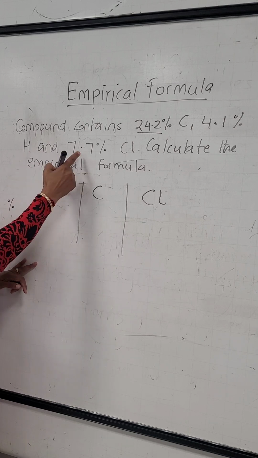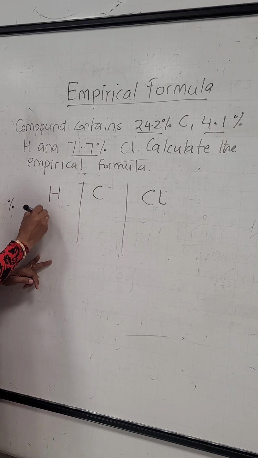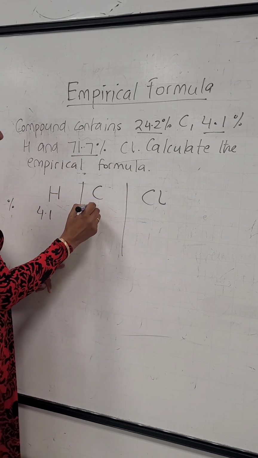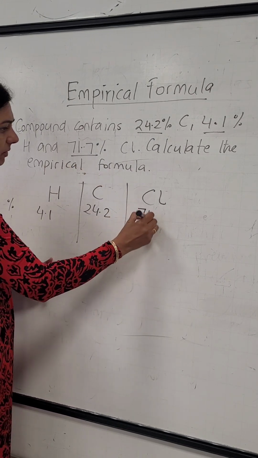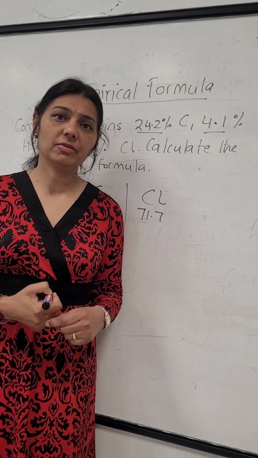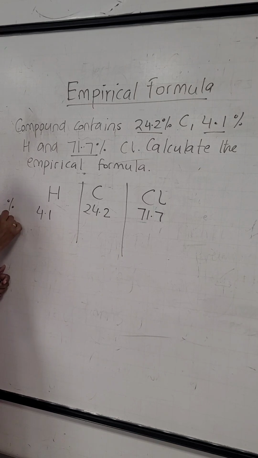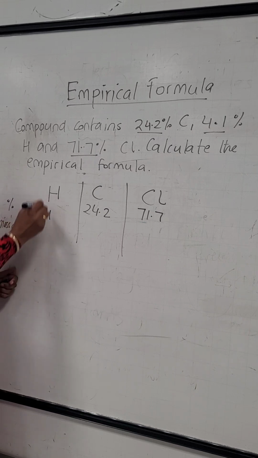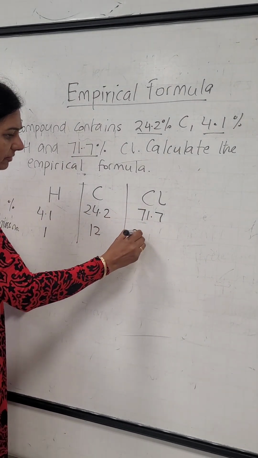So for hydrogen it is 4.1, for carbon 24.2, and chlorine 71.7. The next thing you need to do is look at your periodic table and look for their mass number. The mass number for hydrogen is 1, carbon is 12, and chlorine is 35.5.